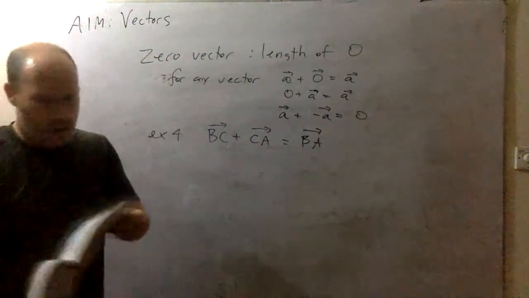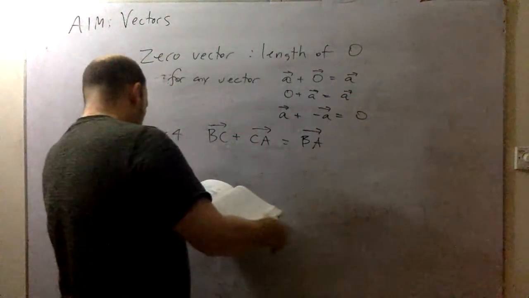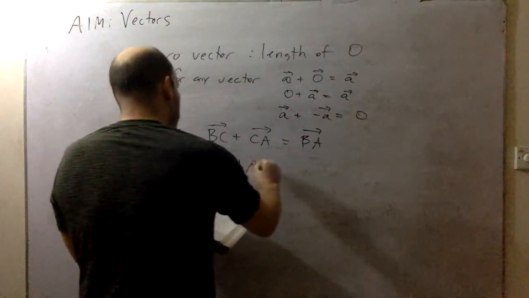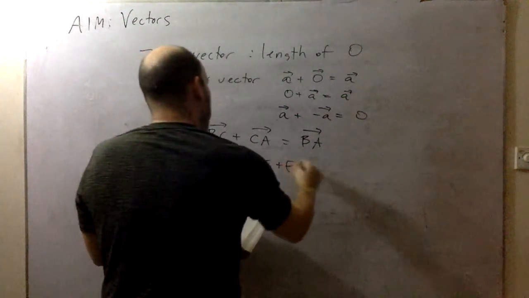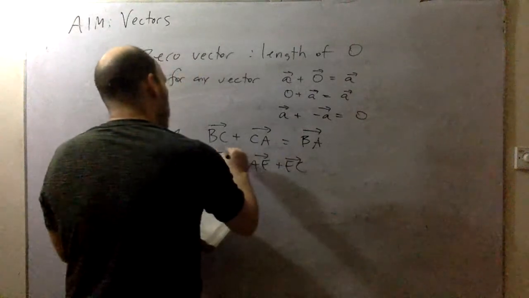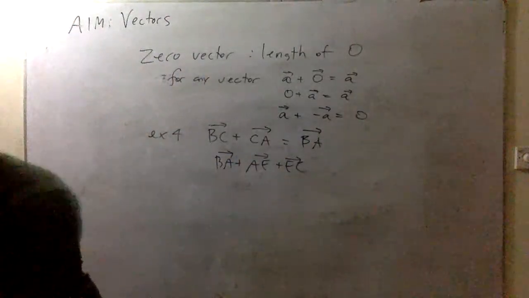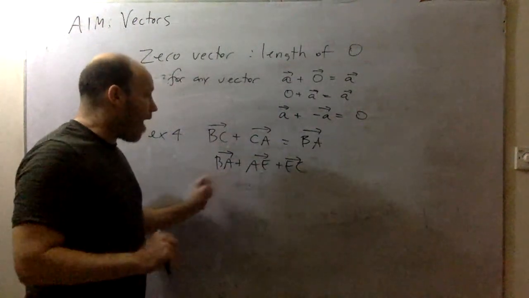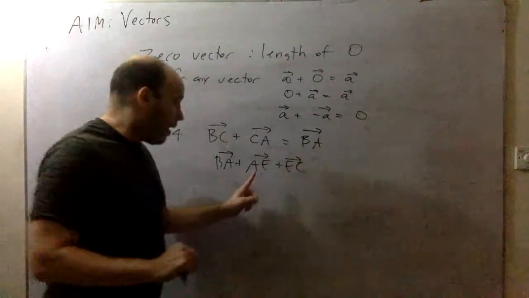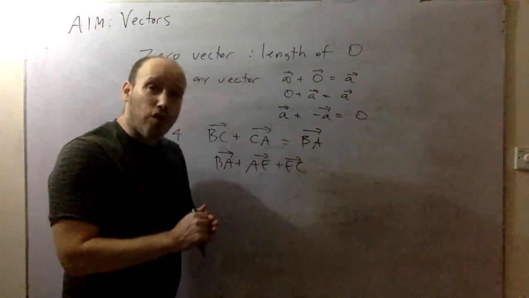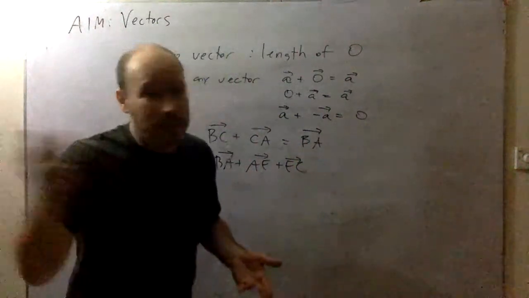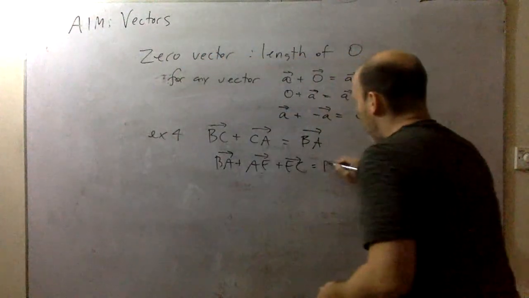Let's try this one. BA plus AE plus EC. Well, once again, these are journeys. We start at B and go to A. In the second journey, we start at A and go to E. And in the third journey, we start at E and go to C. What's our displacement? B to C.